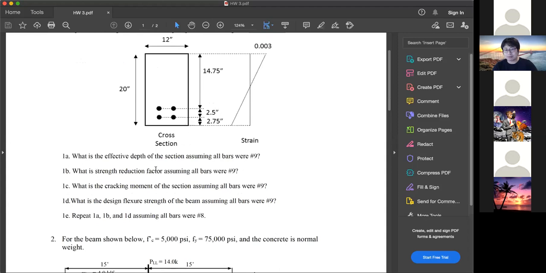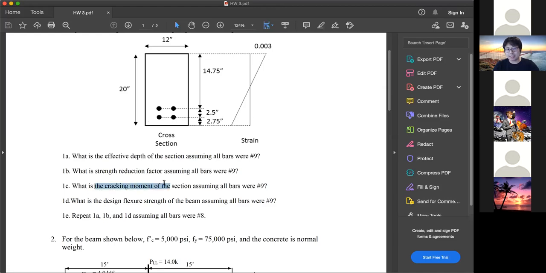Now, what is the strength reduction factor assuming all bars were number 9? You have to do C equal to T, find out the compressive zone a, and get the actual neutral axis depth c. Then get the strain of the bottom bar. If the strain of the bottom bar is smaller than 0.002, that is compression control, so phi equal to 0.65. If it's larger than 0.005, tension control, phi is 0.9. In between, you have that transition equation.